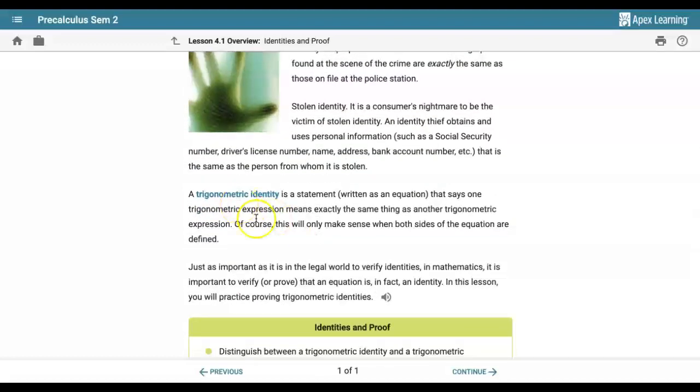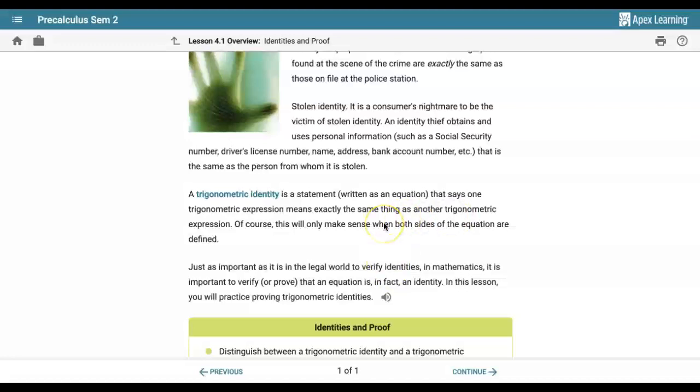When we're looking at these trigonometric identities, it is a statement written as an equation that says one trigonometric expression means exactly the same thing as another trigonometric expression. So again, those are equivalent to each other. They are equivalent to each other. So that is our identity.